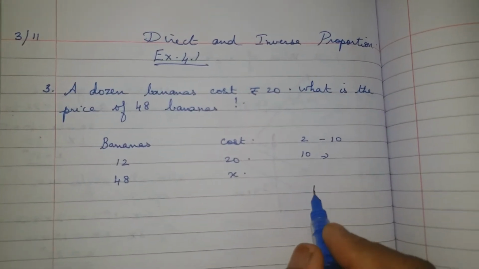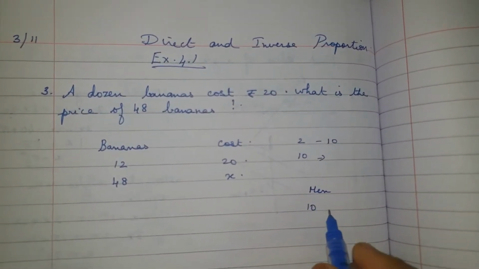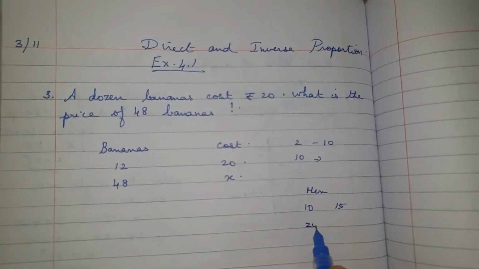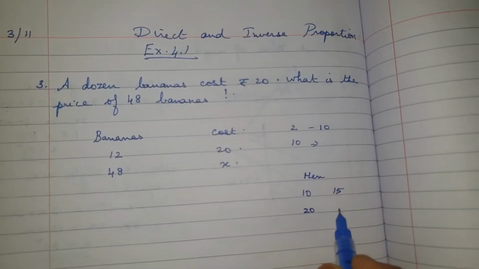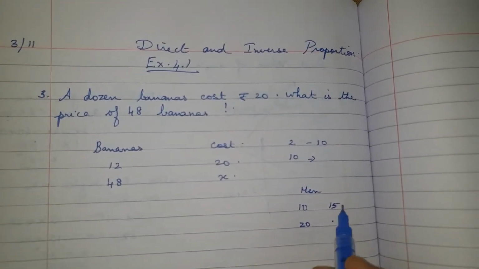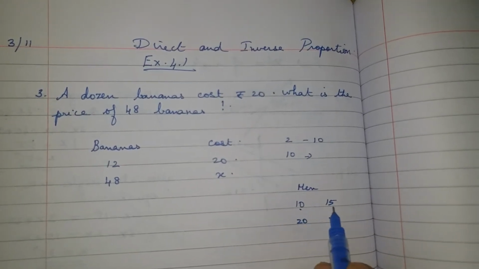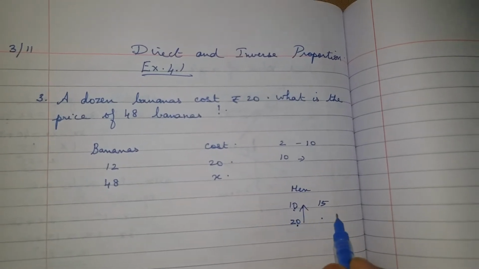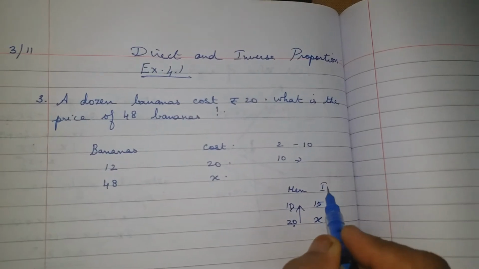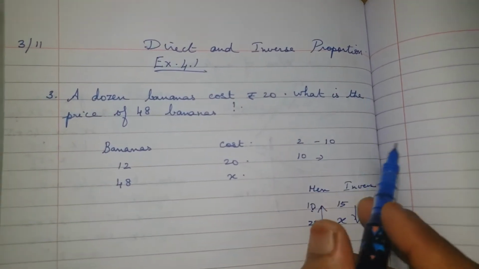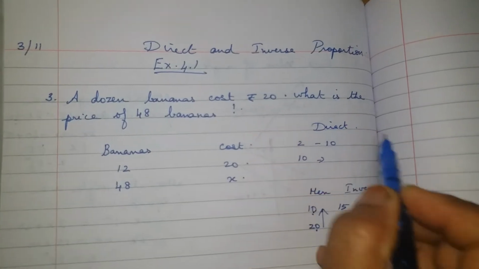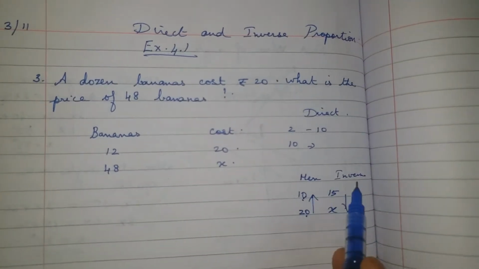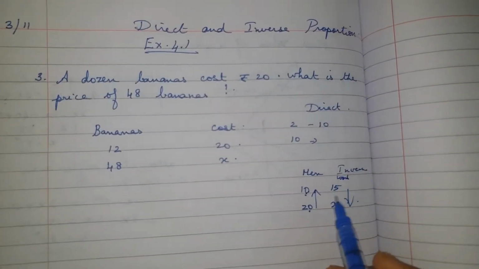For example, take men and work. If 10 people are working, it will take 15 days. If you increase the number of men, for example 20 men are working, the number of days will become less. So it is inverse proportion. Here the number of men is increasing from 10 to 20, so the number of days will decrease. You must understand, if one quantity increases and the other also increases, it is direct variation. If one quantity increases and the other decreases, it is inverse proportion. So for men and work, it is inverse proportion.